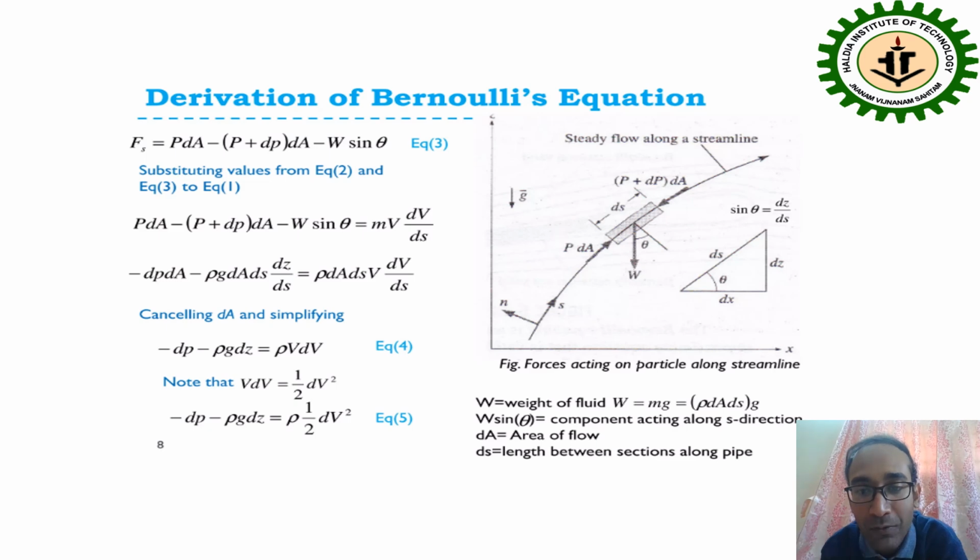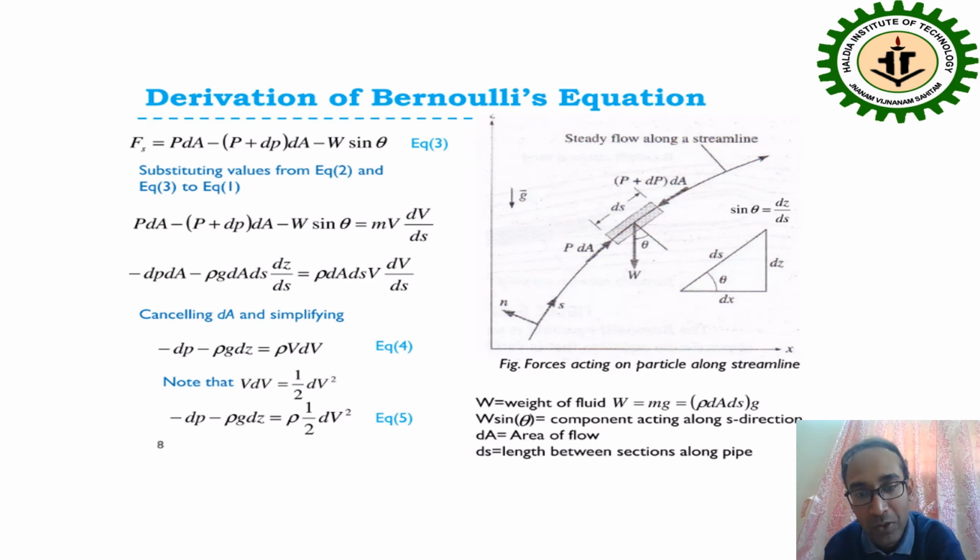In this, the force acts on the particle along the streamline S, as shown in the slides, in steady flow along the marked arrow. We take a small pipe of length ds, where the inlet pressure force is P dA and the outlet is (P plus dP) dA. The weight is downward, there is an angle theta and gravitational acceleration g, and from the triangle, sine theta equals g dz by ds.